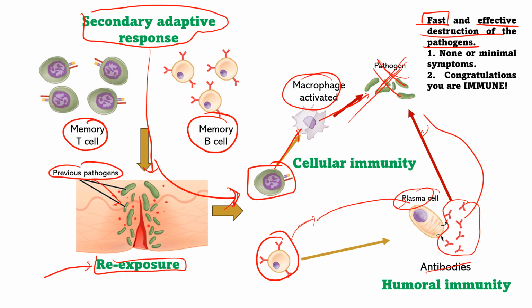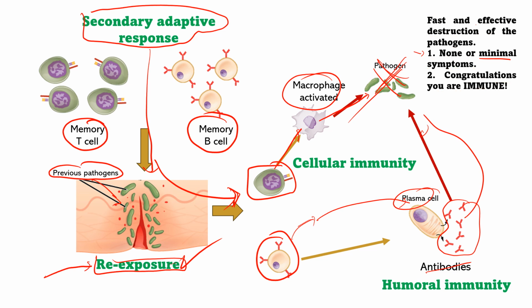So what that means is that the first time, you got symptoms. This time, your response is so fast, with minimal collateral damage, that you have maybe none or a few symptoms. And then what that means is, congratulations, you're immune to that specific pathogen, to that specific disease.